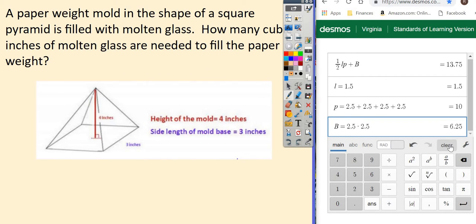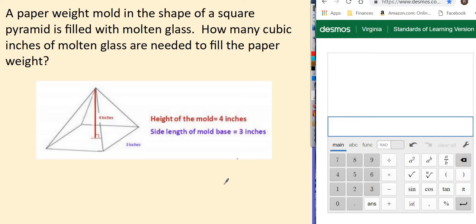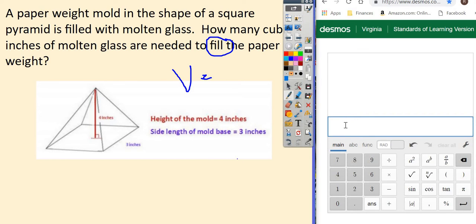Let's see what's next. I haven't read this one yet. So it says a paperweight mold in the shape of a square-based pyramid is filled with molten glass. How many cubic inches of molten glass are needed to fill the paperweight? That means we are looking for volume. So let's come right over here. I'm going to look on my formula sheet, find my formula. I'm going to be careful and make sure I get it right. So I need 1/3 capital BH.